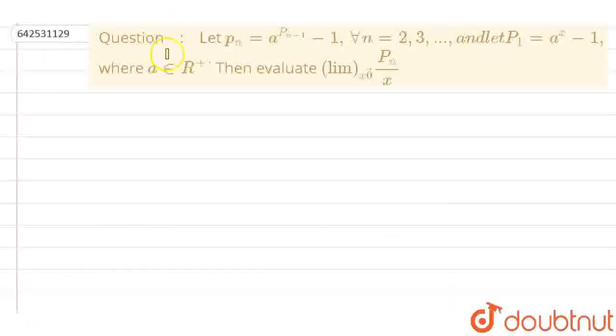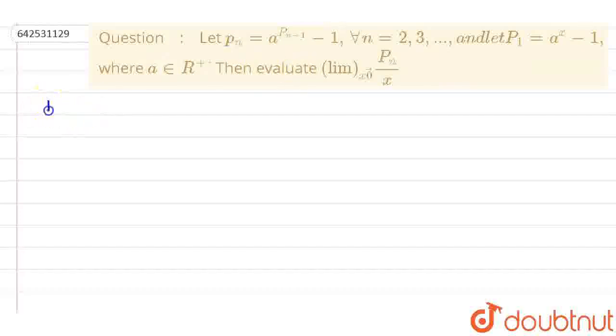Hello everyone, so we have a question. Let Pn is equal to A raised to the power Pn minus 1 minus 1, where n belongs to 2, 3, and let P1 is equal to A^x minus 1, where A belongs to real numbers, that is, real positive number. Then evaluate the value of limit x tends to 0 of Pn divided by x.